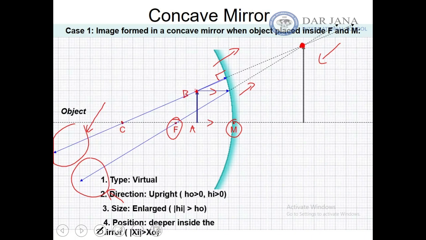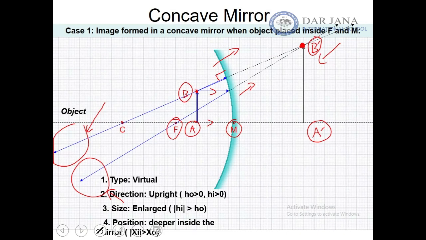The point of intersection forms the image where we have A prime and B prime. A prime is the image of point A, while B prime is the image of point B. So that's why A prime B prime is the image of AB.